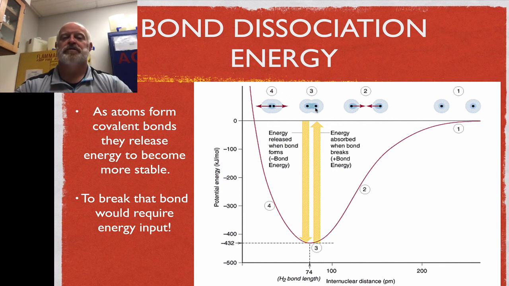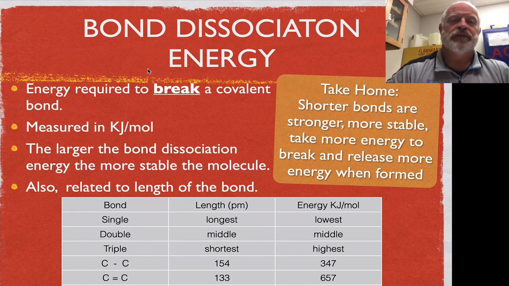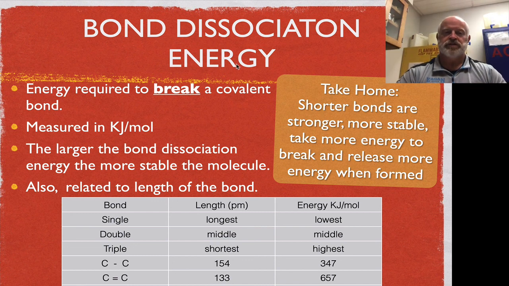Finding that perfect balance or that perfect distance between the two is called our bond length. Now, because of that, we have something called bond dissociation energy, or the energy required to break a covalent bond. That is measured in kilojoules per mole. The larger the bond dissociation energy, the more stable the molecule is. It's also related back to the length of that, all right?